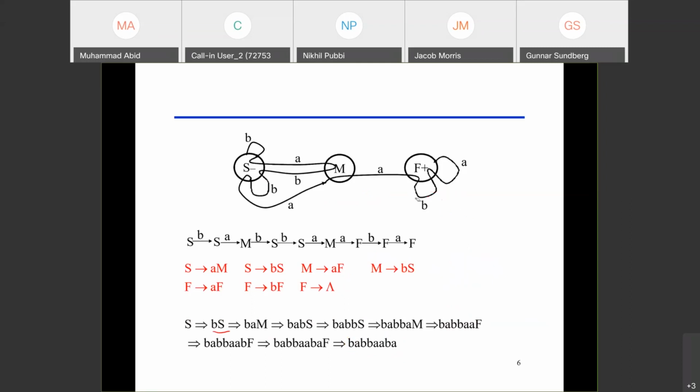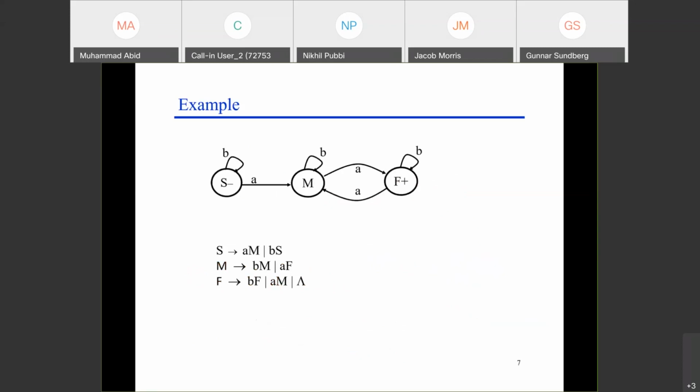Now we have this another example. Again, we just convert this into grammar. So look at this one. It is almost the same thing. AM, AM, and BS, and then BM, AF, and then BF, AM, and then F has a lambda. So this is a lambda, because of the final state. So we convert this FA into the grammar. Any question, guys? So far, are we good?